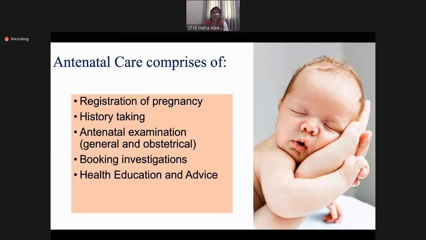In the antenatal examination, you have to go through the general examination. You must have, in the previous classes, Dr. Uzma Nusrat must have taught you about the general physical examination and the obstetrical examination. How is the general physical examination done and the obstetrical examination done? So in the antenatal visits, you have to go through a detailed general examination and an obstetrical examination. Then you have to go through certain booking investigations, and you have to educate your patient and advise them accordingly.